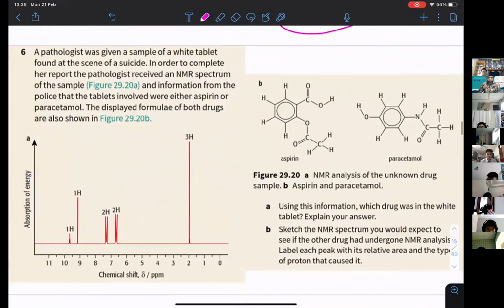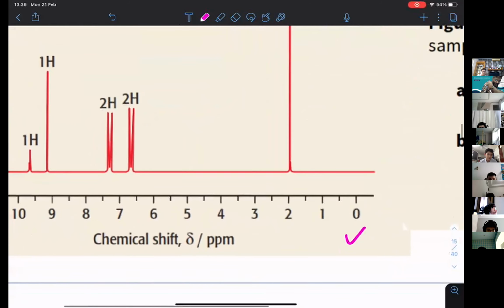Now, they are telling you that you are given 2 different unknown drugs, and you need to identify which one is the unknown drug by using the NMR data. If you look over here, let's see, Evan, is this high resolution or low resolution? Is it low? No, high. You see, Evan, can you see splitting here?